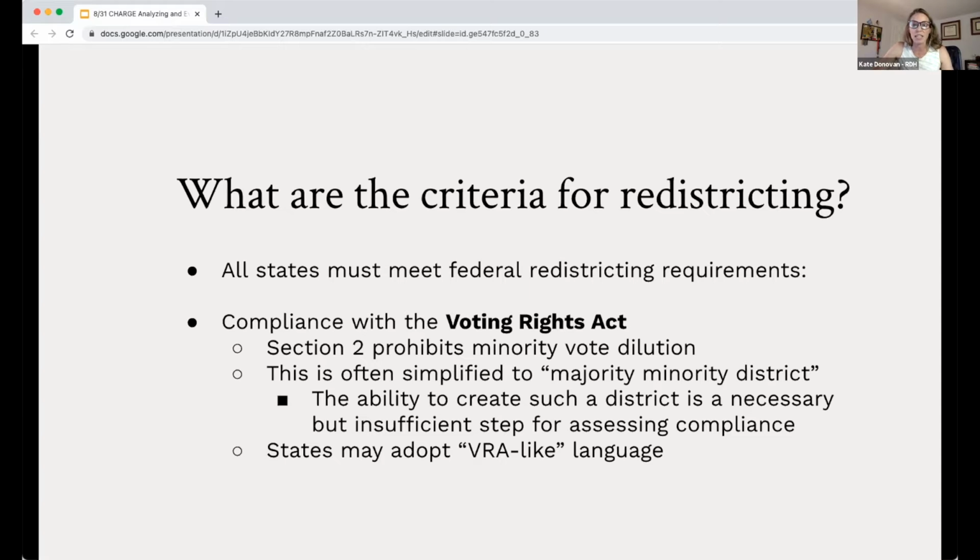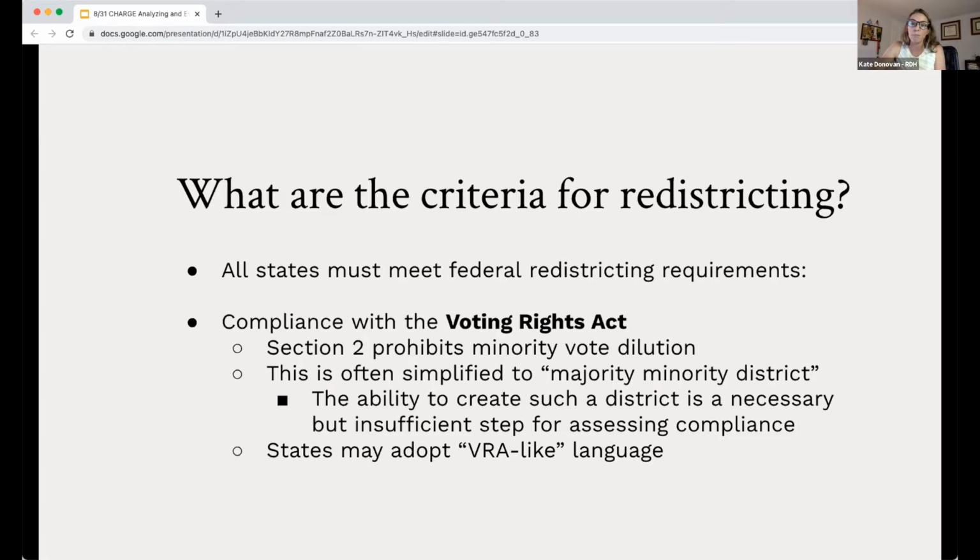Practically speaking, this means that protected minority groups should have an equal opportunity as majority groups to elect representatives of their choice. But how do you know if that's the case? Well, first you have to determine whether there is a protected minority group that is sufficiently large and geographically compact enough to form a majority minority district. And then, as Allison was alluding to, you have to analyze the voting patterns of the minority and majority groups to determine whether vote dilution has occurred.